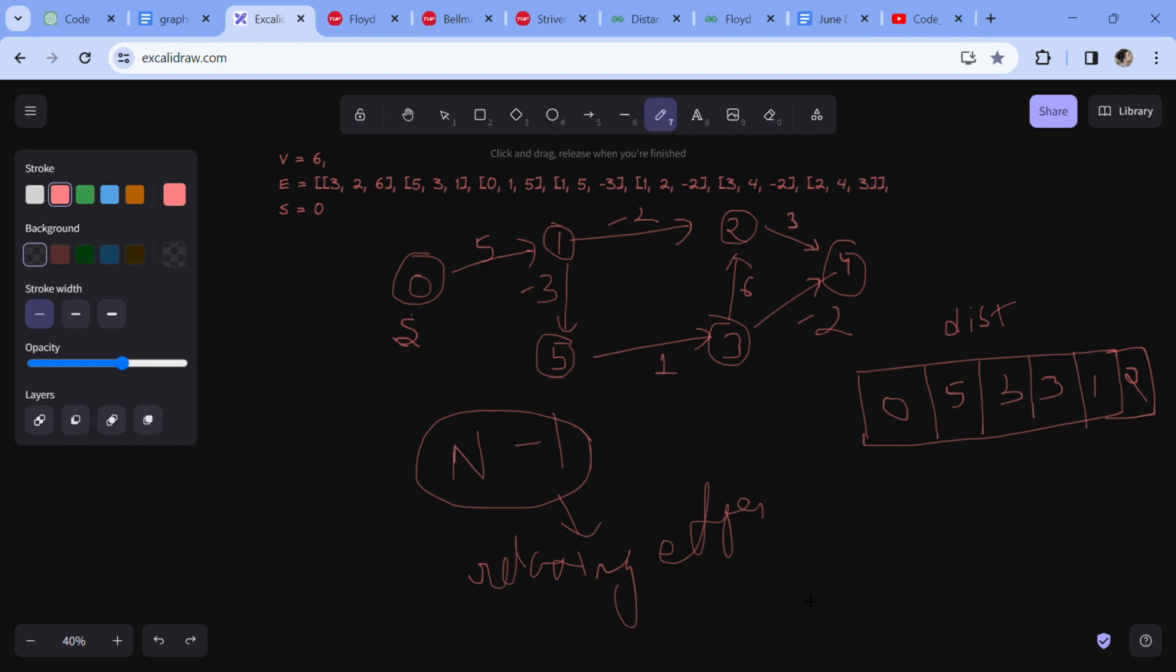Okay, so this is what we can say is the relaxing of edges. In a graph of n nodes, we take at most n minus 1 edges to reach the first node from the last node. Okay, and we need n minus 1 iterations. It is impossible to draw a graph that takes more than n minus 1 edges.